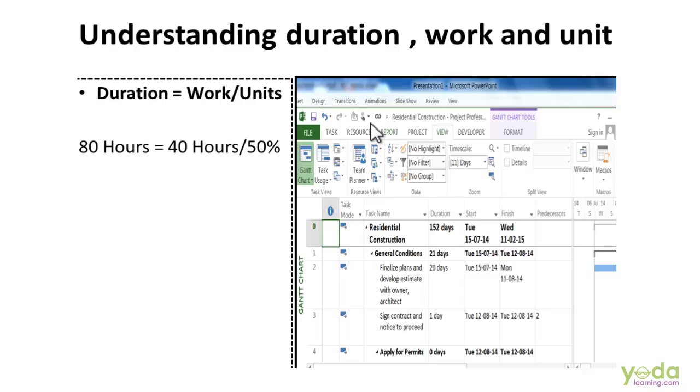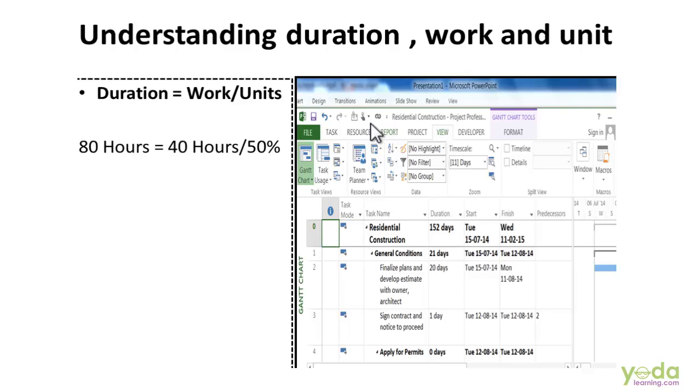Basic algebra is all it takes to understand the relationship between duration, units and work. Duration equals the work divided by the units. Suppose you estimate work at 40 hours and you specify that the resource works on the task 50% of the time. Doing the math gives you a duration of 80 hours, which is the same as 10 full work days.